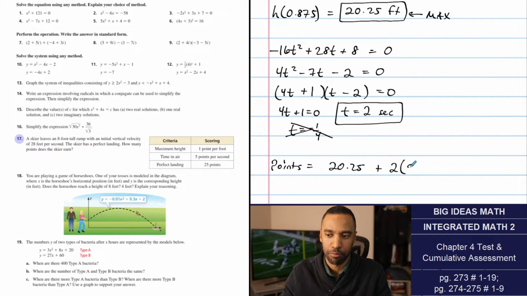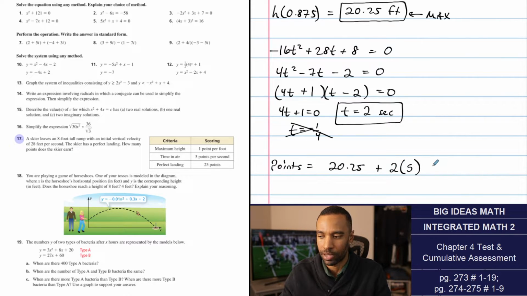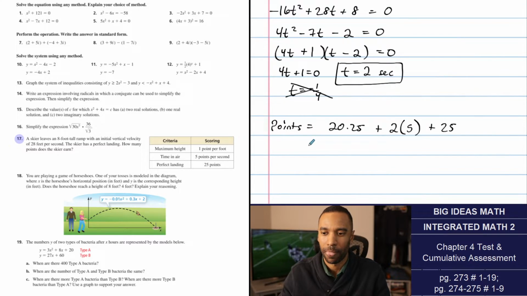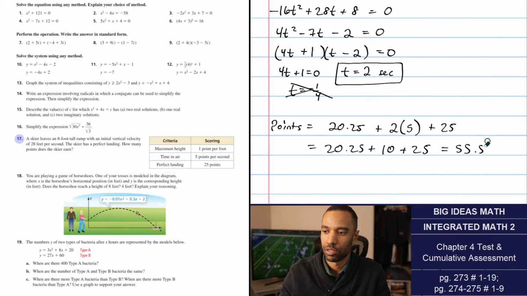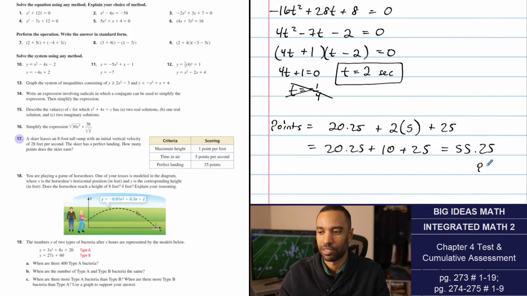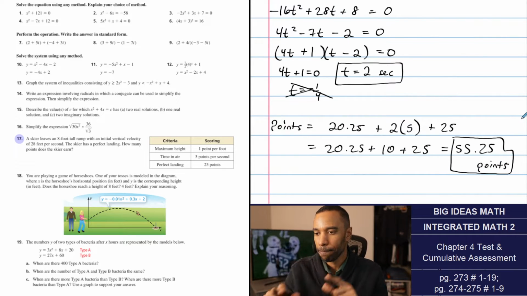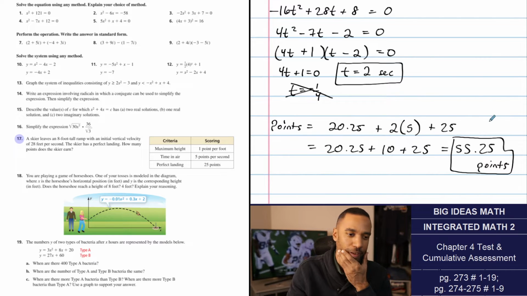plus 2 seconds in the air times 5 points per second would give you 10 points, plus 25 points for the perfect landing of the skier, which is 20.25 plus 10 plus 25. I don't want to get that wrong. 55.25. Almost a perfect 56. Not even close to a perfect 100. Did I do that right? I think so. 55.25 points.